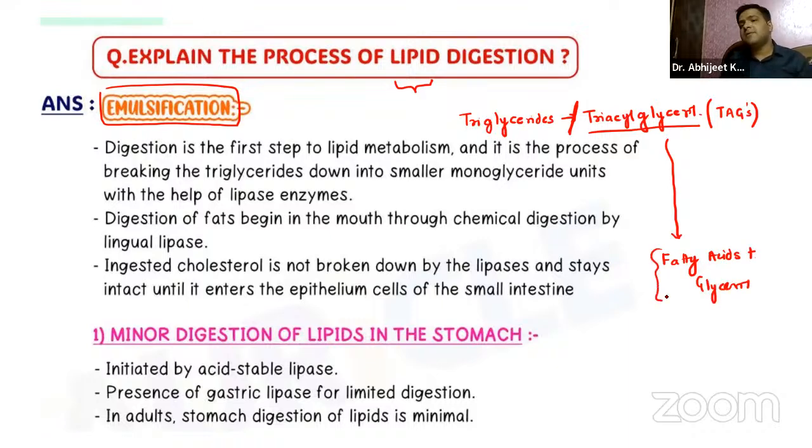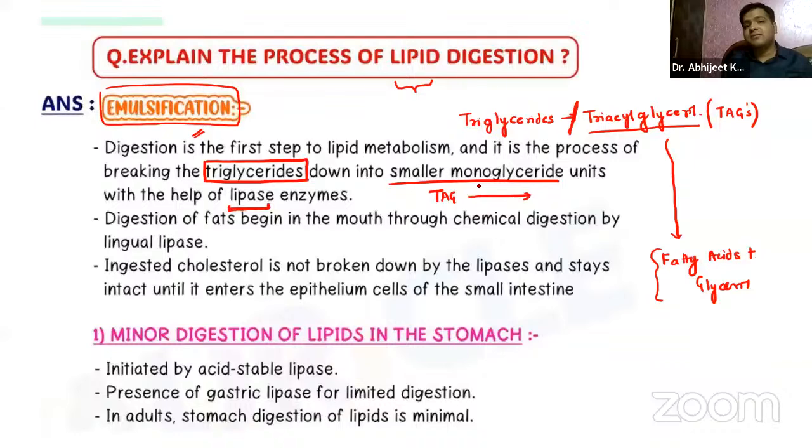Now, to reach this step, let us focus on how the process of digestion takes place. Emulsification is the first step, and it breaks the triglycerides into smaller monoglycerides. When I say triglyceride, it has 3 fatty acid groups, R1, R2, R3, the long hydrocarbon chains. When I say monoglyceride, it will have only one fatty acid group. And obviously, any breakdown requires an enzyme, which is called lipase.